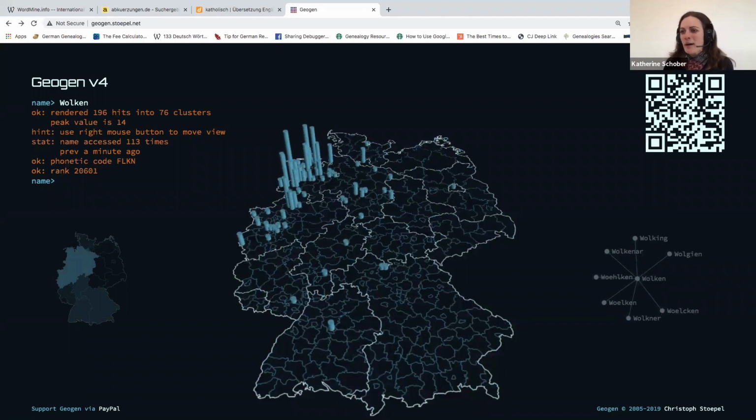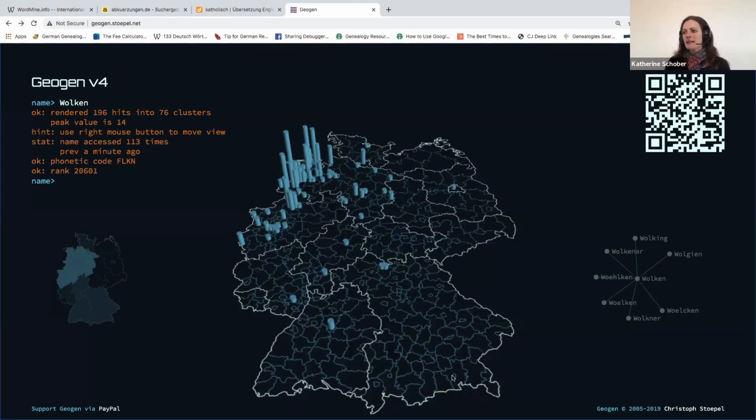And how this can help us is if my document comes from this area and I see that all of these instances of Volken exist in this area of Germany, I can be pretty certain that my transcription guess is correct. However, if my document comes from down here and there's no instances of the last name down there, I might want to look back at that handwritten word and see if I transcribed something incorrectly.